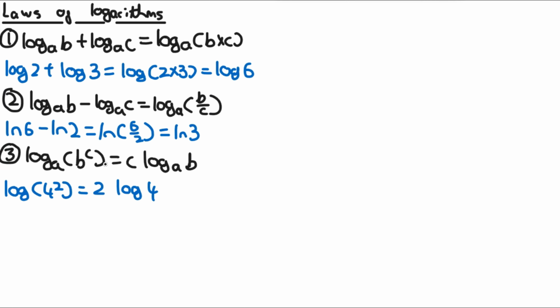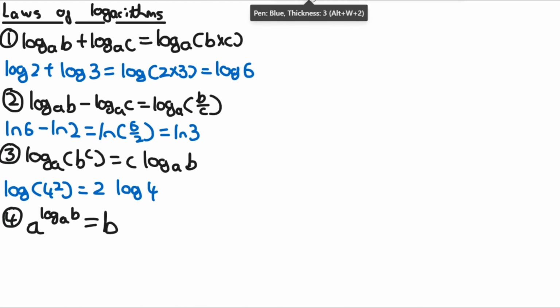And then the fourth law is that if we had A to the power of log base A of B, this would just be equal to B. This most commonly comes up with e to the power of and the natural log. So something like e to the power of natural log 2, this would just be equal to 2.